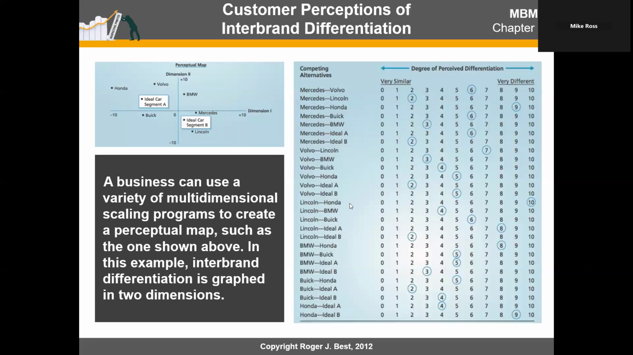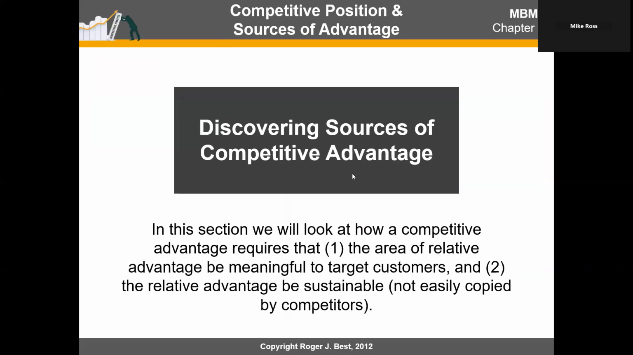So this math basically says the customer sort of like, yeah, Lincoln and Honda, they are really different. And you can see that in this degrees of differentiation. And then when you plot it, you can see that there is a significant difference in brand perception between Lincoln and Honda.